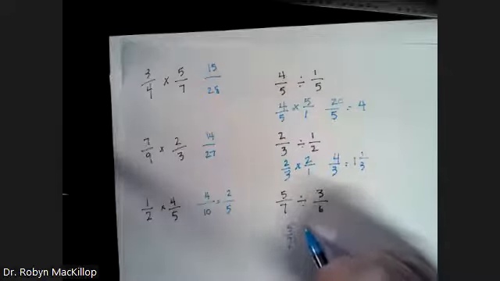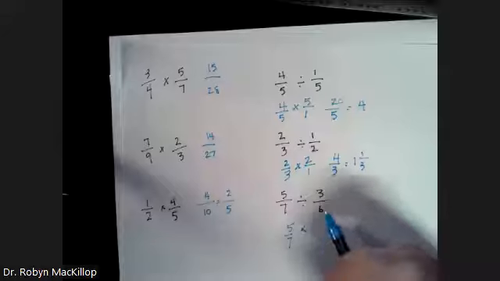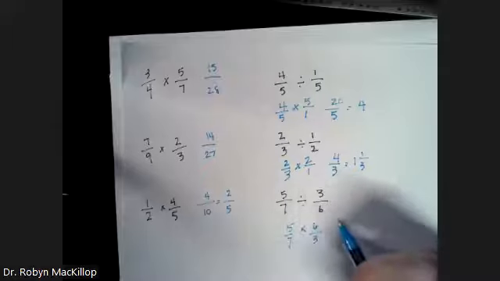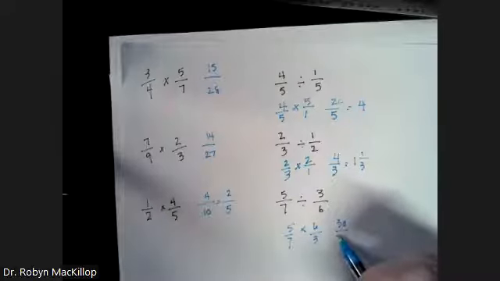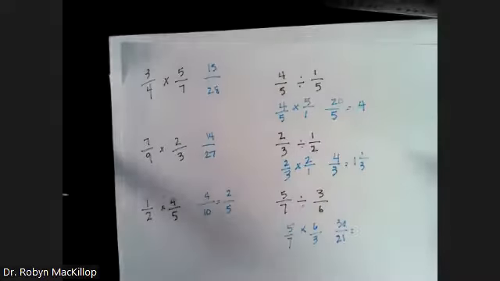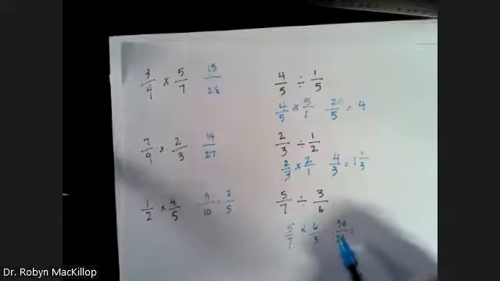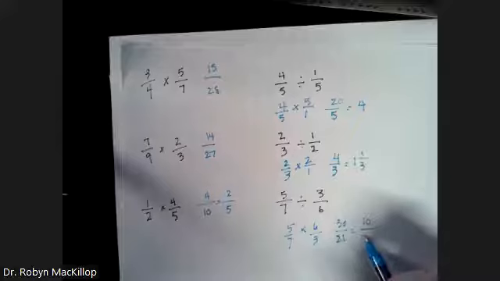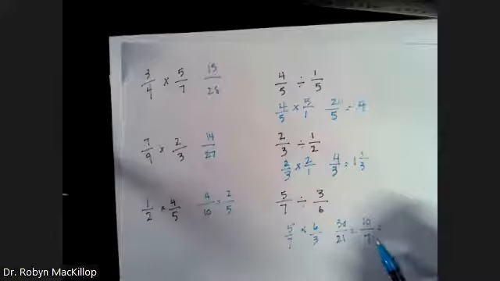And the last one, 5/7. Change division to multiplication. Flip the second fraction. And we've got 5 times 6 is 30 over 7 times 3 is 21. And can we reduce this? Well, we know 3 goes into 30, and we know 3 goes into 21. So 3 goes into 30 10 times. 3 goes into 21 7 times, and then one more step because it's still improper.